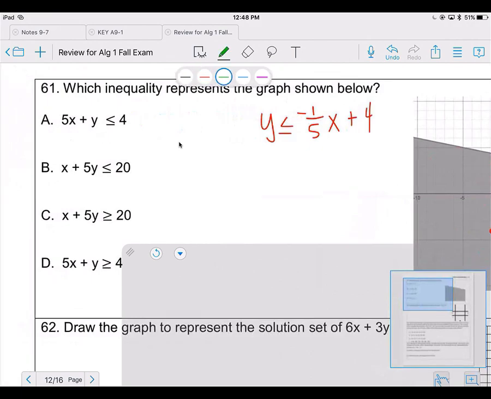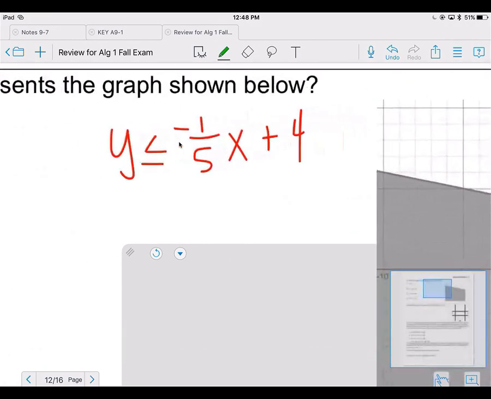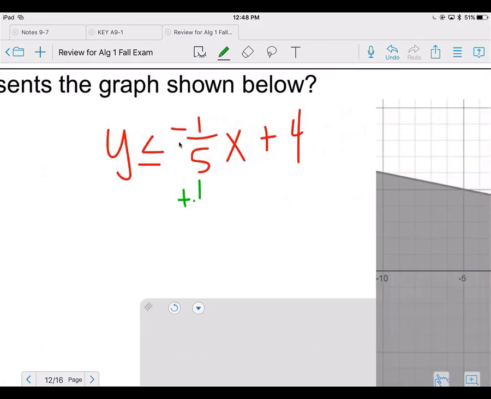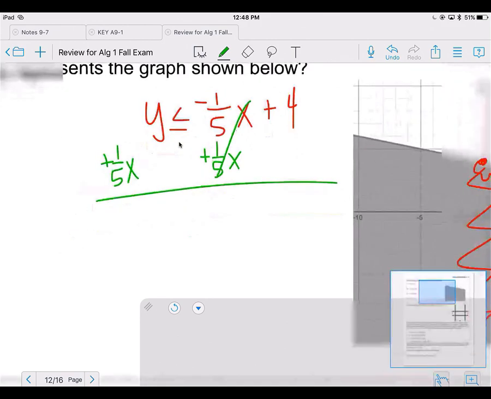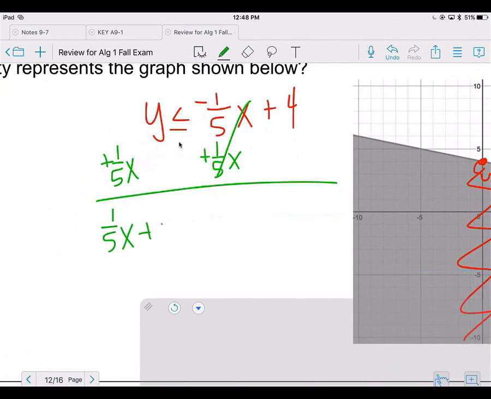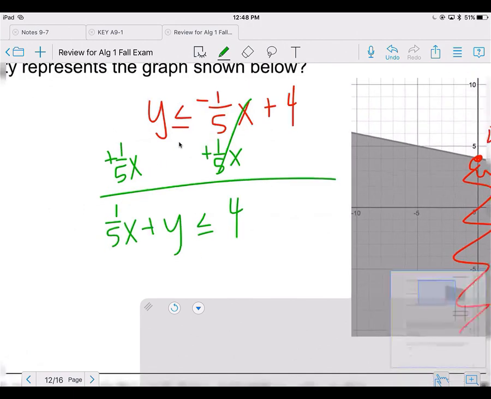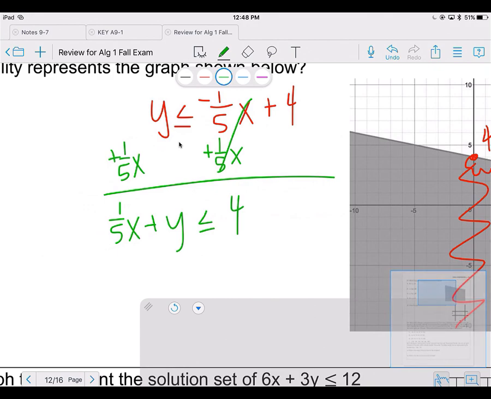It is a filled in line, so I do have the less than or equal to sign. Now when I look at my answers, all of these are in standard form. So to move things into standard form, I have to move x to the other side through the opposite operation. So 1/5 x plus y is less than or equal to 4. And then I multiply to get rid of my fraction. Everything gets multiplied by 5.